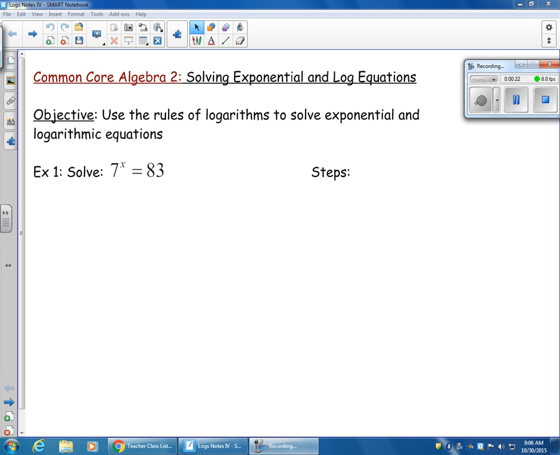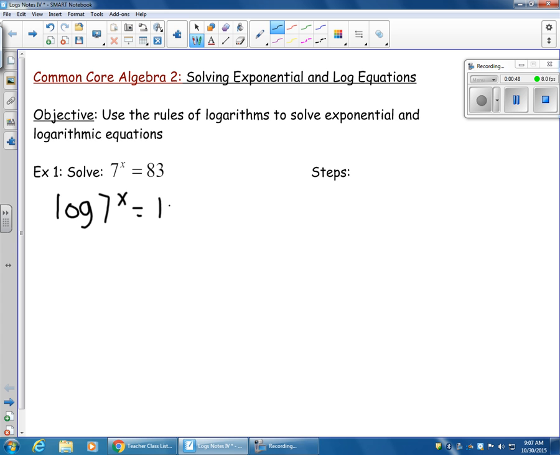So looking at the first example, we have 7 to the x power equals 83. We can't write 83 as 7 to some power, so we can't use the rules that we did with exponential equations with setting the bases the same. But what we can do is take the log of both sides. So if I have log of 7^x equals log of 83. So just think of it like basic equations that you've learned before. Right? Whatever we do to one side, if we do it to the other side, they're still equivalent.